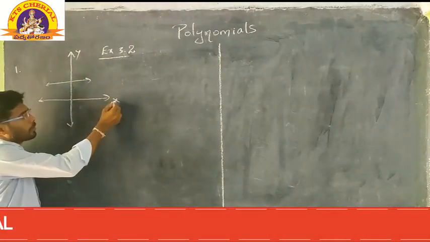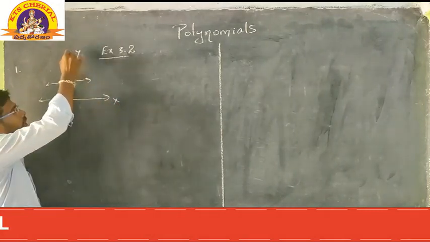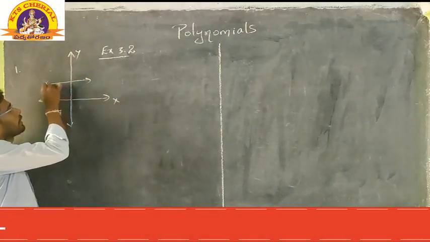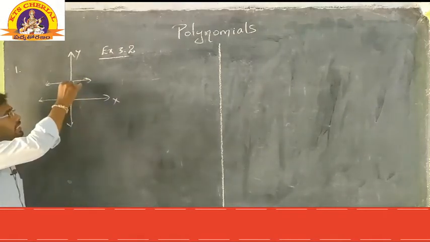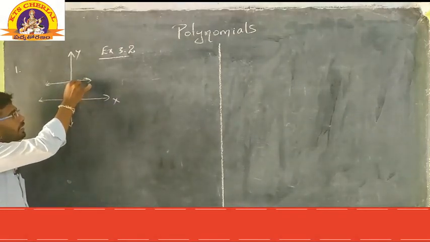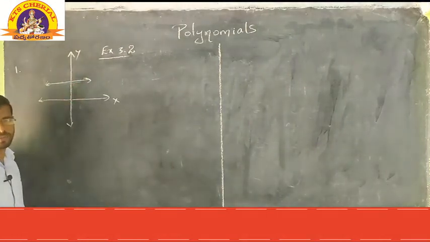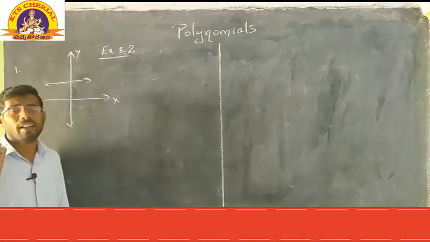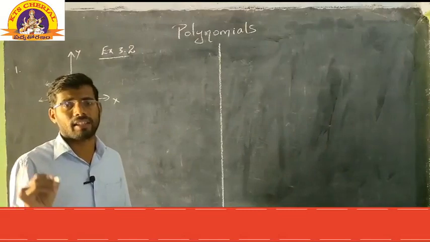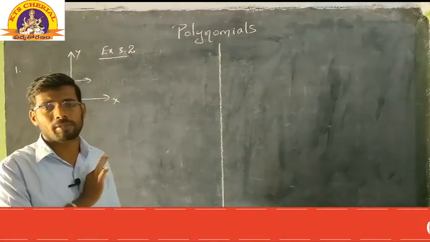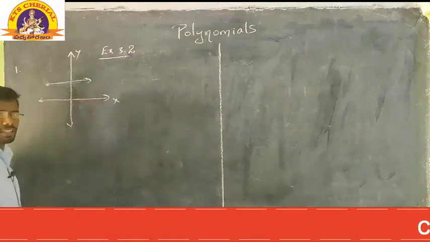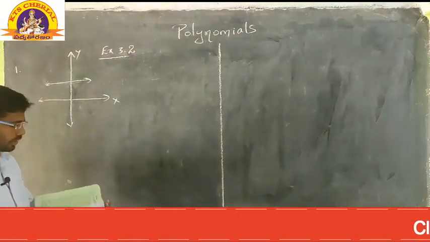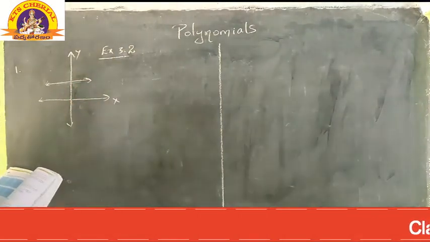Now here, if you observe properly, this is the x-axis and this is the y-axis. Here the given equation is a straight line equation. This straight line does not touch the x-axis. What I said, zeros means what? It should touch the x-axis. If it does not touch the x-axis, it has no zeros. Here the straight line does not touch the x-axis, so it has no zeros in this first one.